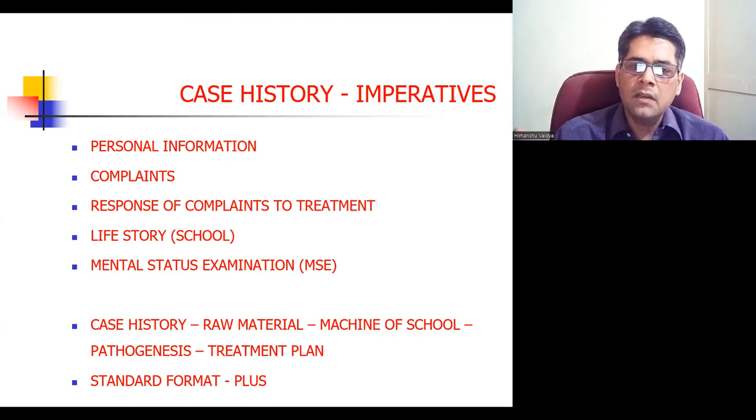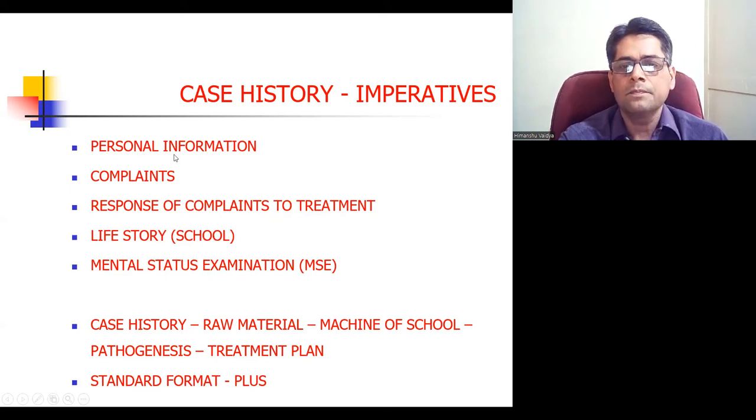From pathogenesis, we create a treatment plan and then we start the therapy. Mostly what people do is they use a standard format for case history, which is the format of psychiatrists, and then add to it, going in a plus model. So they have these 5 elements, and if they feel like it, they add to each of these elements. And mostly the addition is only in the life story. The way we take the life story is the point where most additions take place.